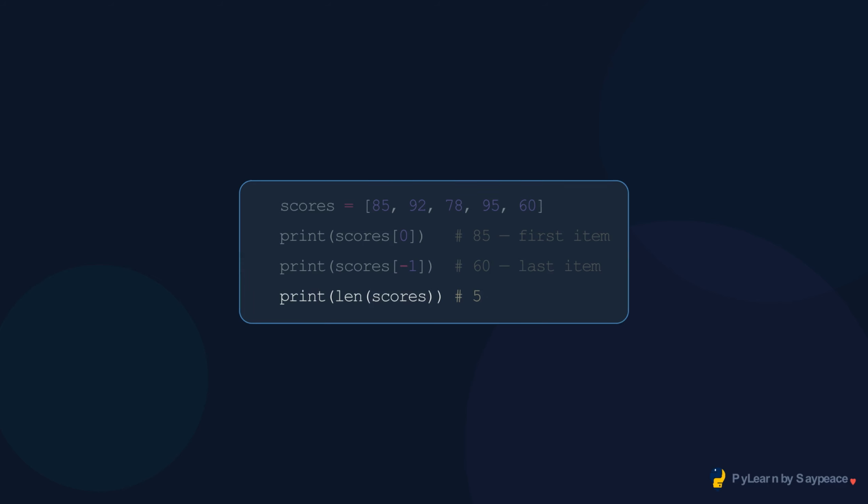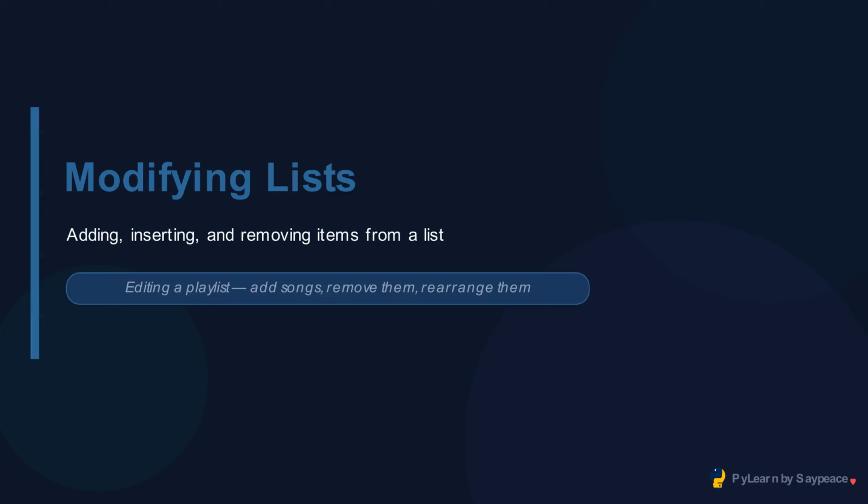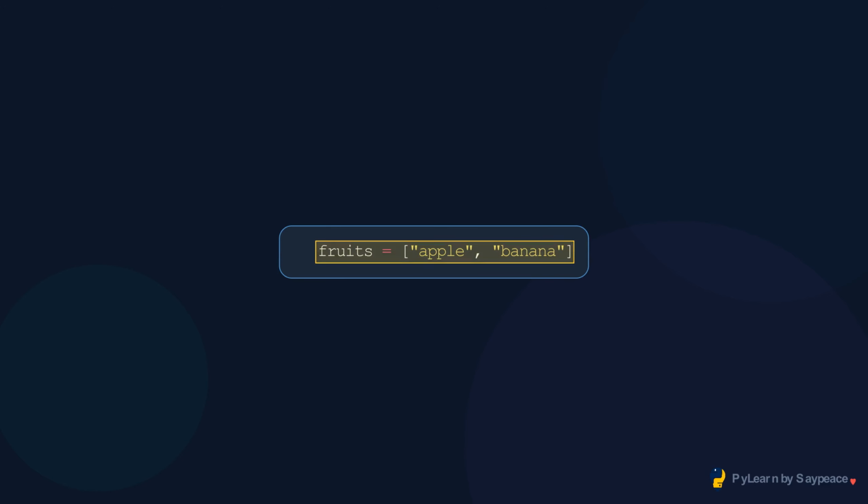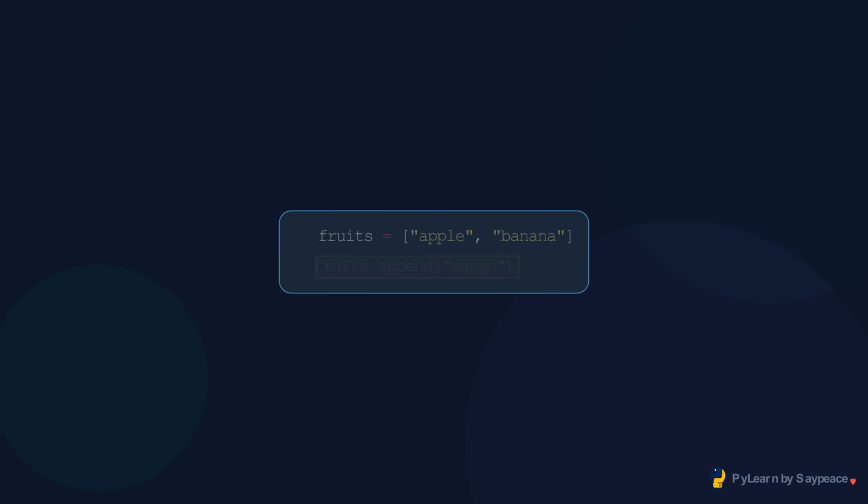Welcome to modifying lists. Unlike strings, lists are mutable, you can change them after creation. Python provides methods for every common modification. Start with a 2-item list. Append adds 1 item to the end. Fruits is now apple, banana, mango.